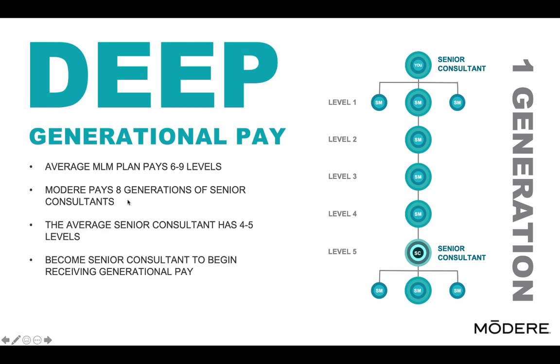In Modere, they pay 8 generations of senior consultants. So here's you. Let's say this person on your level 5 is a senior consultant. What happens is all of this revenue, all of this person's order, all of their customer pod, all the way up, all of this revenue compresses into 1 generation. So instead of counting as 5 levels, this counts as 1 generation. All of that volume compresses.